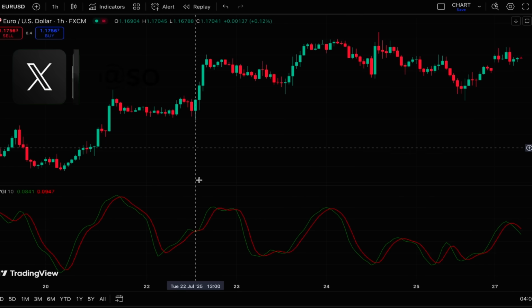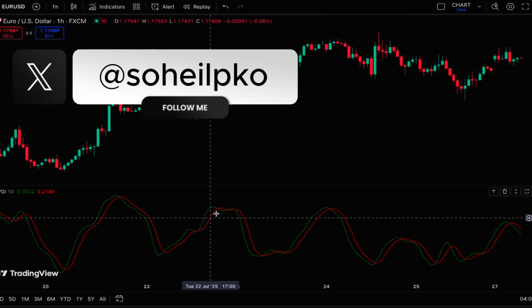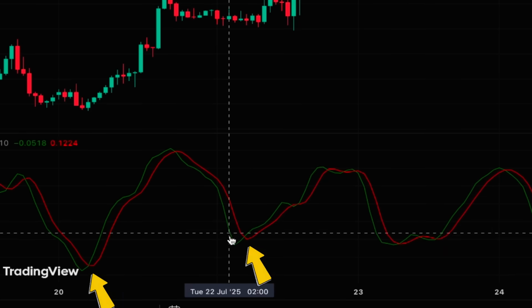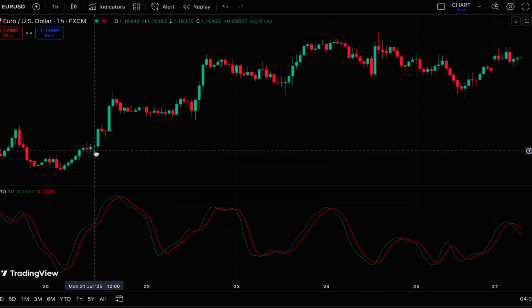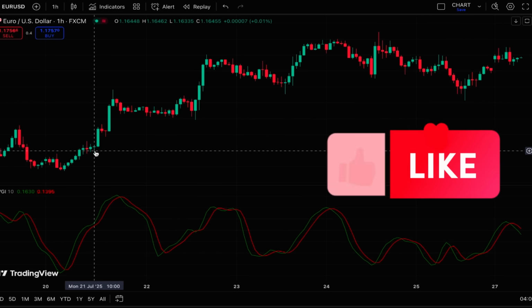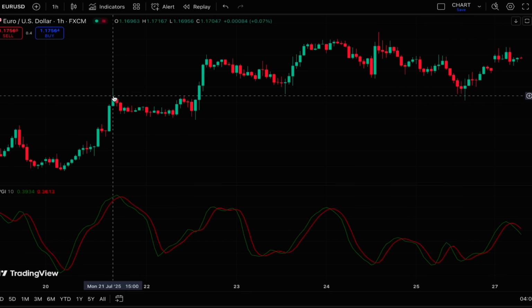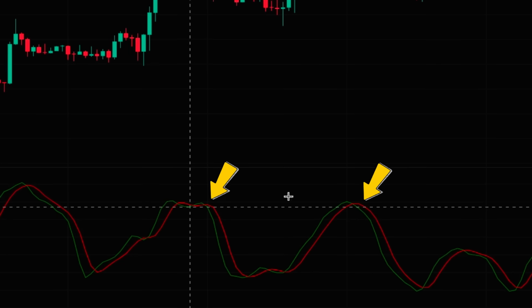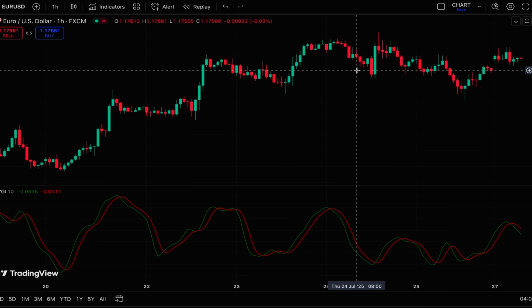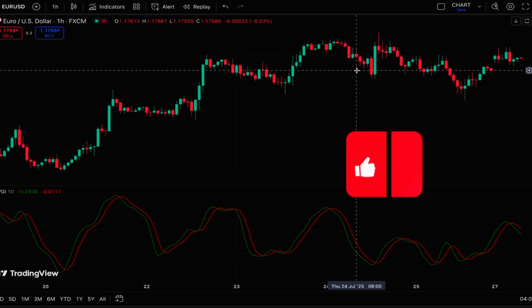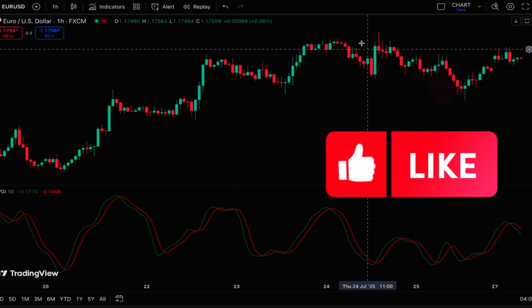Alright, as I said, the green line is RVI line and the red line is signal line. When the green line crosses above the red line, it tells us that there is a shift to an upside momentum in the market. In other words, the upside momentum became greater than the downside momentum, and this gives the possibility that the price is going to advance more. And on the other hand, when the green line crosses below the red line, it tells us that there is a shift to downside momentum. In other words, the downside momentum became greater than the upside momentum, so there is a possibility that the price is going to decline more.